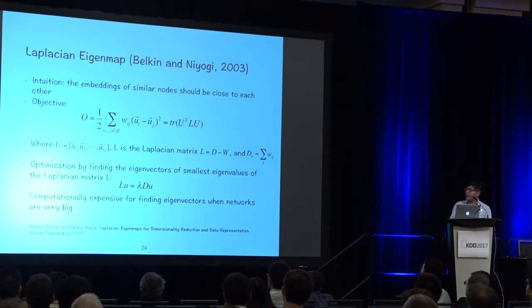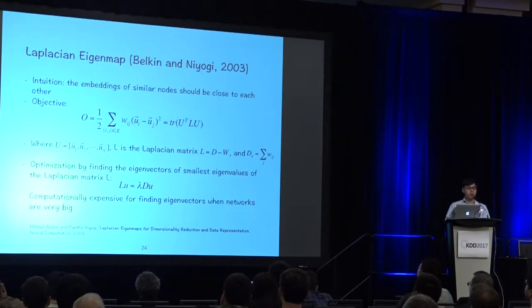The essential idea of Laplacian eigenmaps is that the embeddings of similar nodes should be close to each other. Based on this intuition, we have the following objective function. Here the vector u_i is the embedding of node i, the vector u_j is the embedding of node j, and w_ij is the weight of the edge between the two nodes. So this objective function measures the smoothness of the node embeddings in terms of the network structure.